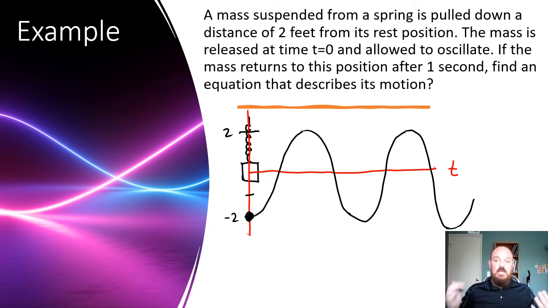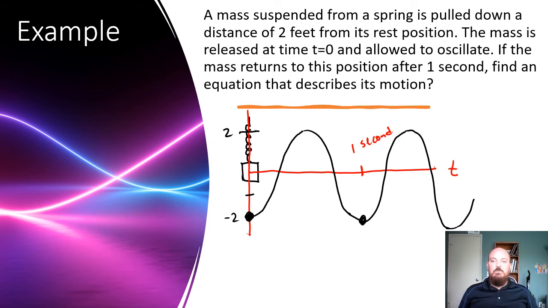All right, so I got my picture. Now let's finish reading the question. It says, if the mass returns to this position, meaning where you pulled it down 2 feet, it returns to that position after 1 second. So right here is the point where it returns to the -2 position. What that means is this right here is 1 second. It's 1 on the t-axis.